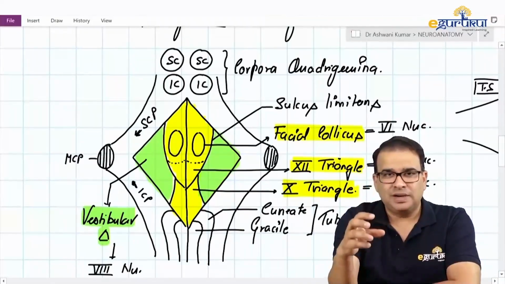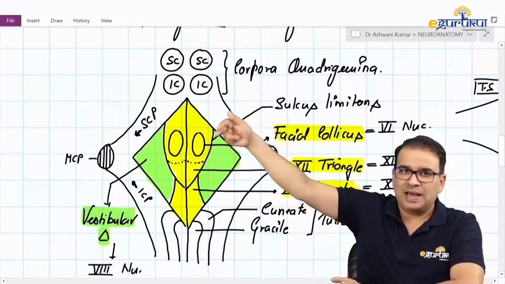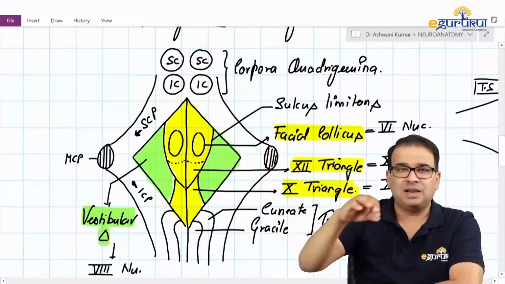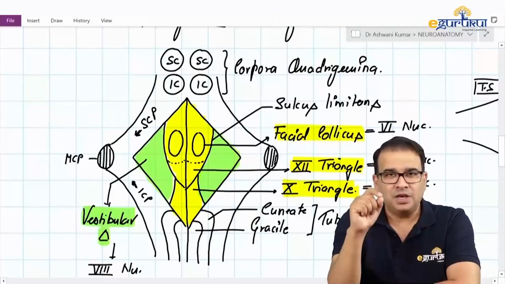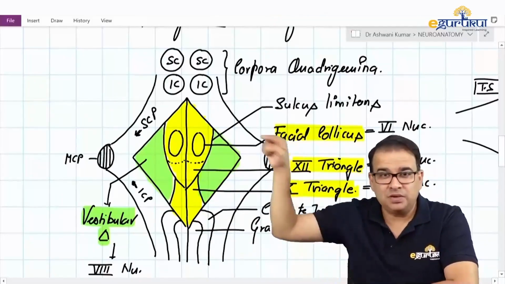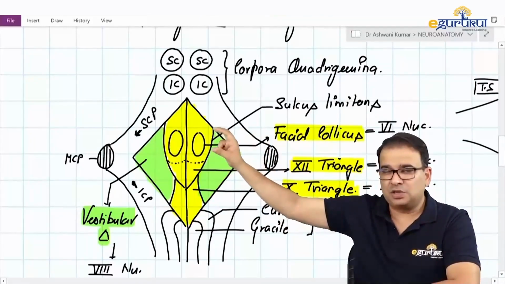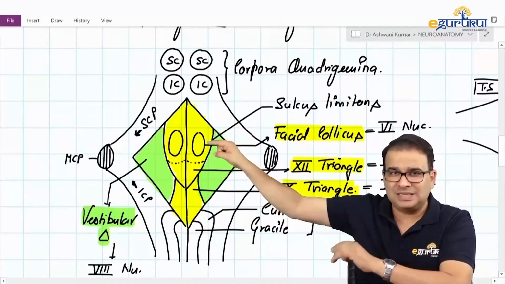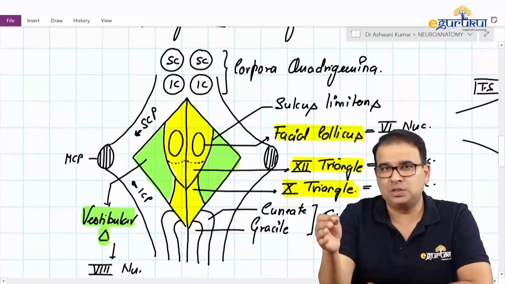The very next year, they gave the same picture of the floor of the fourth ventricle. They again put the arrow on the facial colliculus, but this time the language of the question was completely different. The question this time was: injury to the structure producing the following elevation, look at this one, the facial colliculus. Injury to the structure producing the facial colliculus, or producing this elevation, will lead to paralysis of which muscle?